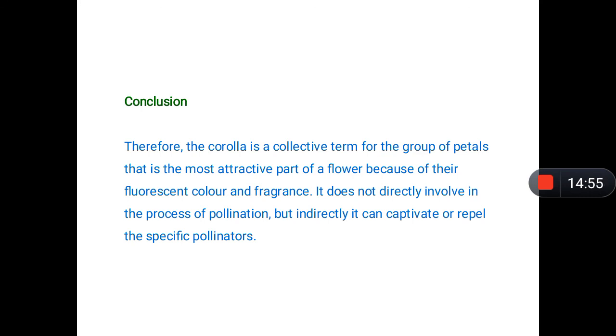That is the most attractive part of a flower, because of its bright color and fragrance. It is not directly involved in the process of pollination, but indirectly it can attract or repel specific pollinators like bees or birds. So this is the conclusion of the topic we have studied. This is about the morphology of flower with respect to the corolla.